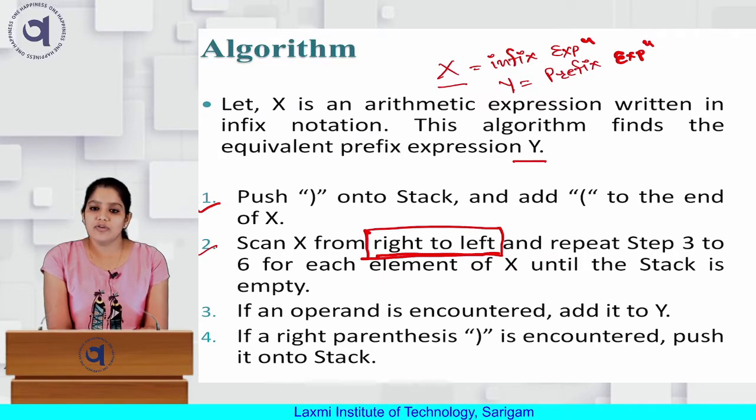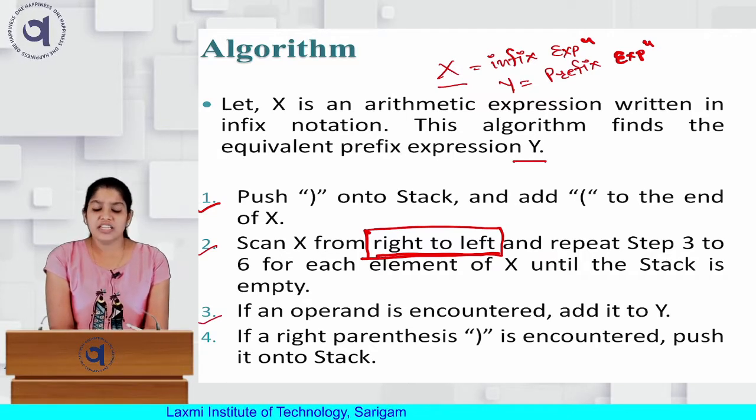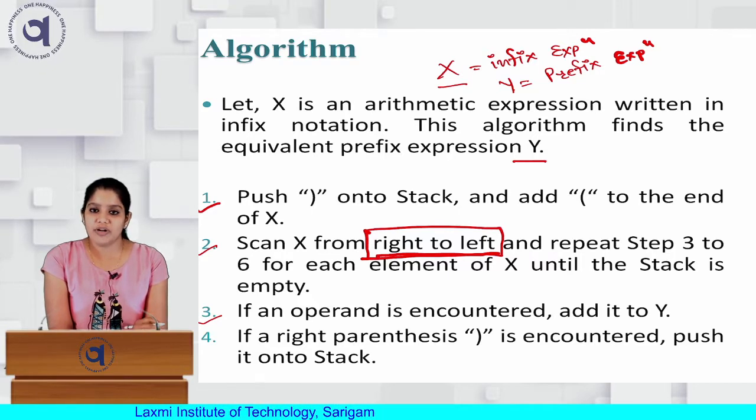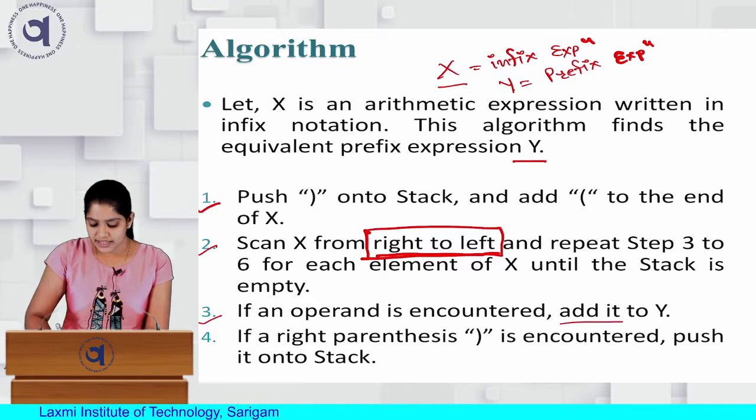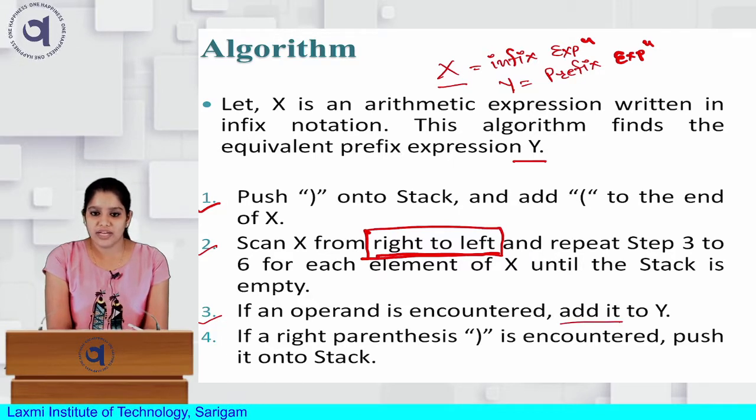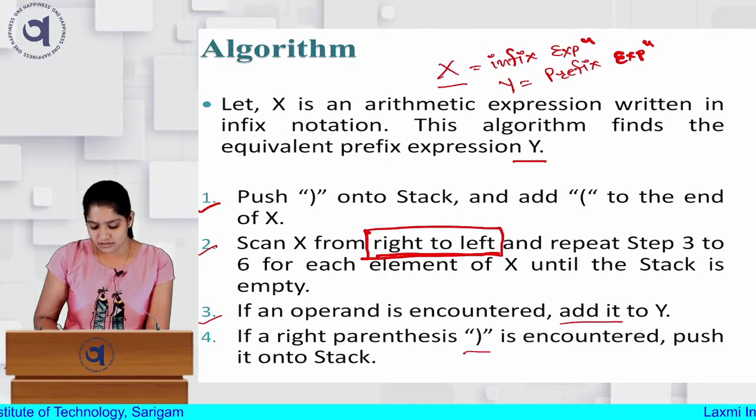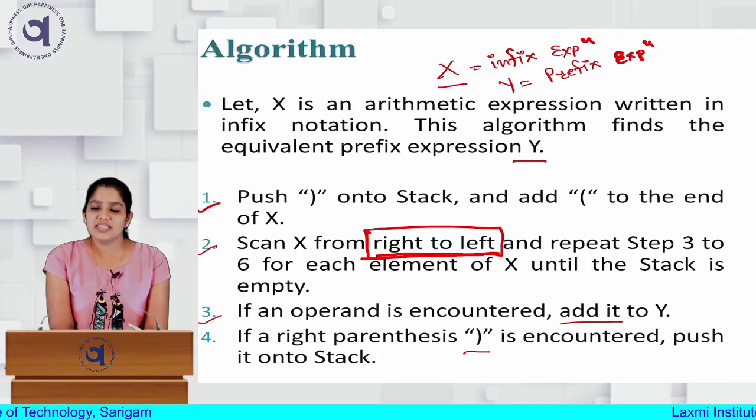And then we need to repeat the following steps, that is steps 3 to 6, for each element of x until our stack becomes empty, right. So, the next step, that is our third step: if an operand is encountered, then we simply need to push it to y, that is our prefix expression. Then next, if a right parenthesis, that is our closing bracket, is encountered, then we simply need to push it onto the stack, right.